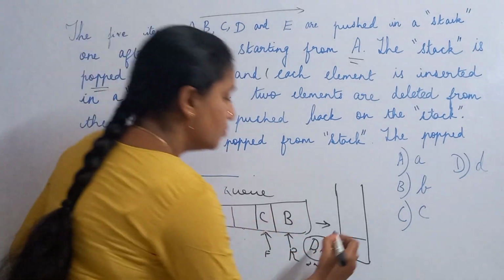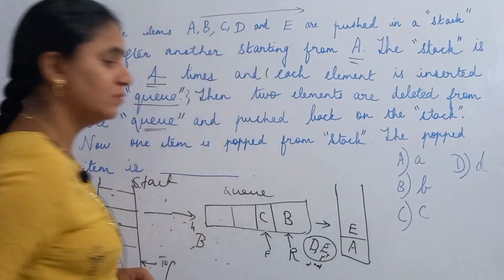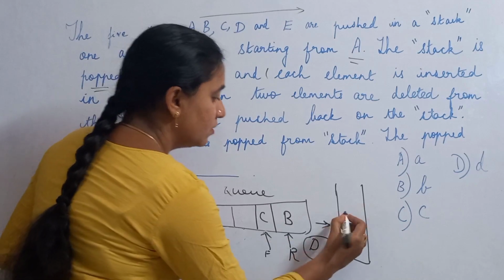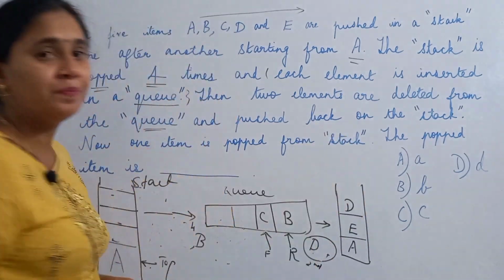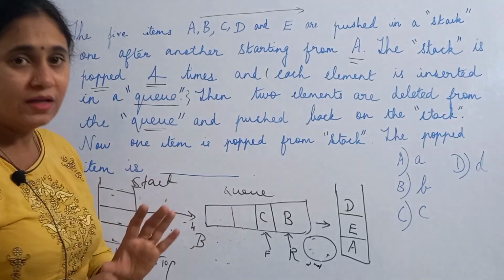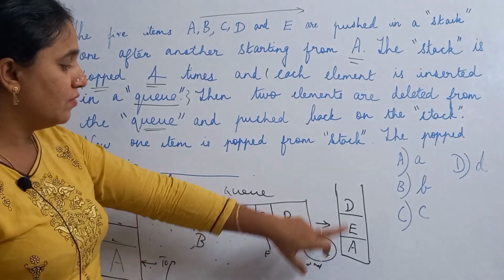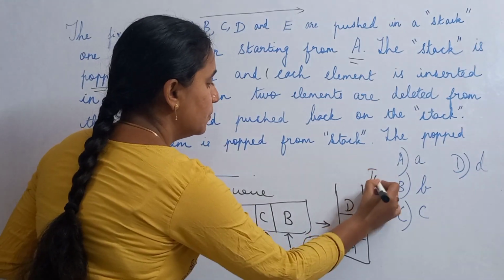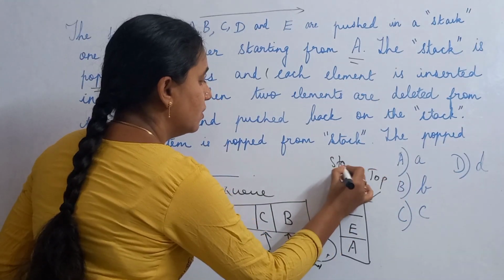So add. So E is added. Okay. So now D is also added. D is also added. So now the stack at the current position has A, E and D. So D is the topmost element of the stack now.